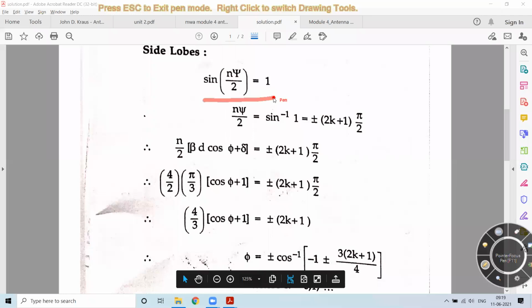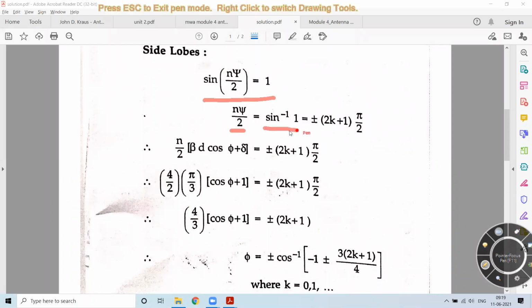So when we try to simplify this, what we have is nψ/2 is equal to sine inverse of 1. So sine inverse of 1 will be equal to what all parameters we need to identify. Sine 90 is 1, sine minus 90, if I consider the magnitude, it is again 1. Then if I consider sine 3π/2, it is 1. In this way, we try to estimate. So we have π/2, 3π/2, and so on.